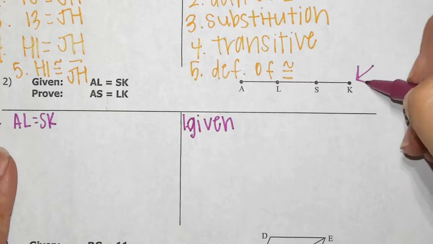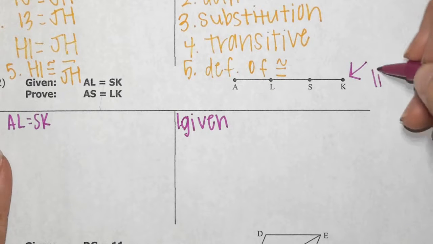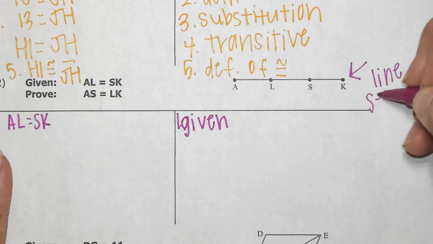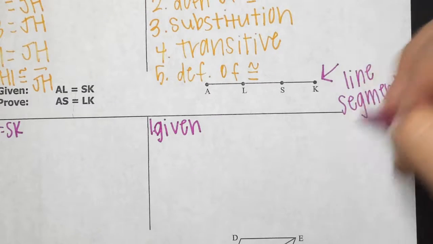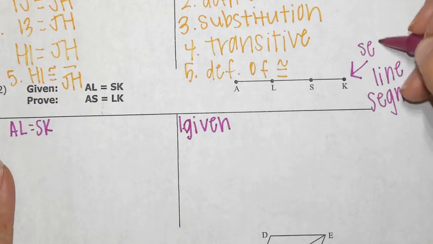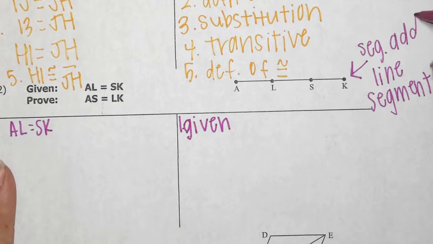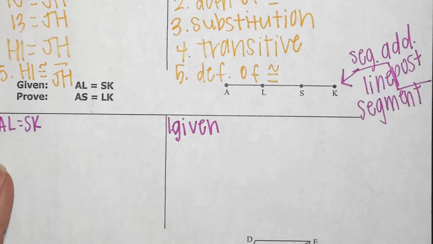This right here. A line what? Segment. Guys, almost 90% of the time when you see a line segment like this, you are going to use segment addition postulate. Almost every single time. So if you see a line segment, think to yourself, oh, I'm probably going to use segment addition postulate.